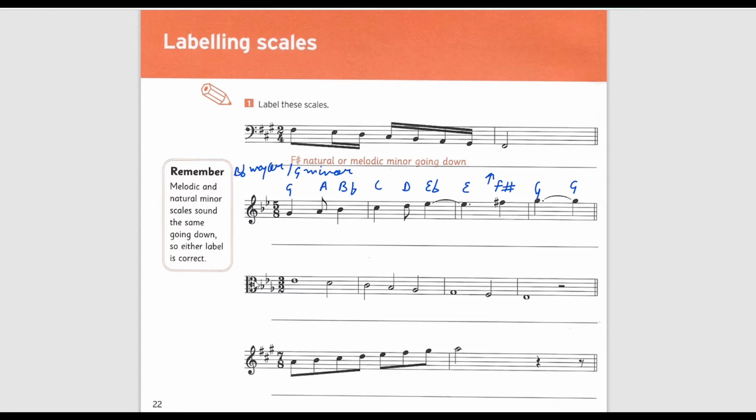So that means this is our G harmonic minor. Okay, let's check the next one.